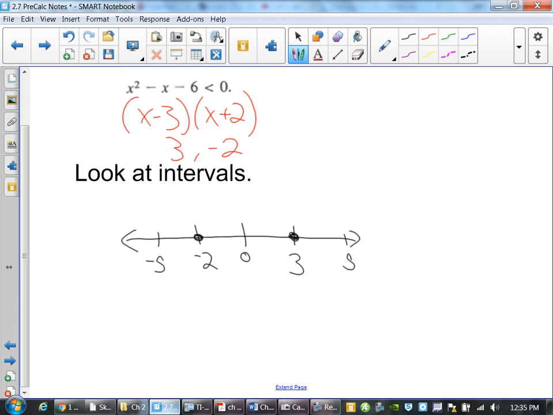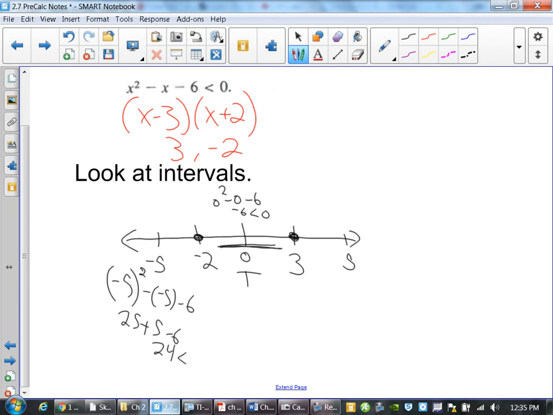So when I go back and I start substituting in, well, 0 squared minus 0 minus 6, I get negative 6. Is negative 6 less than 0? Yeah. So it's true between. Okay? Use negative 5. Make sure you have it in parentheses if you're using your calculator and you're squaring that. Minus a negative 5. Minus a 6. 25 plus 5 minus 6? That is 24, which is not less than 0.